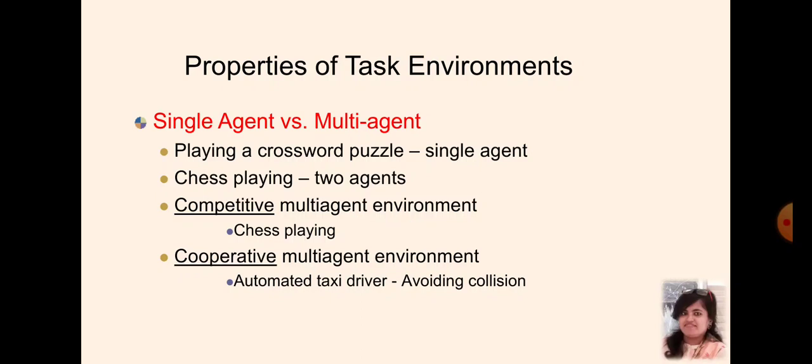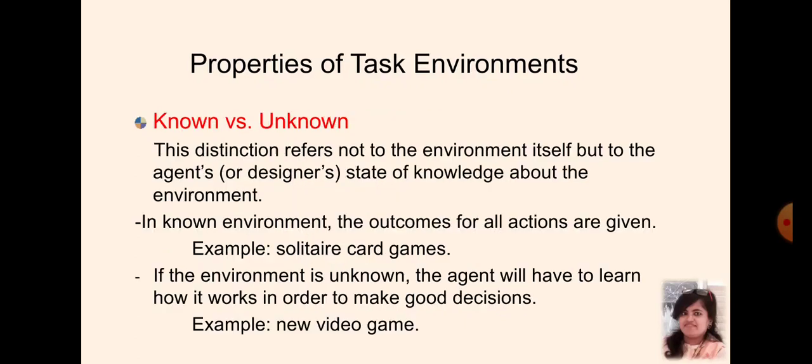Another type of multi-agent environment is cooperative. That is, there are two agents, or it can be more than two agents, but they are helping each other, that is, they are in cooperation. One example is, suppose it's an automated car. This car will try to avoid collision, and all the other cars on the road will also try to avoid the collision. So that is an example of a cooperative multi-agent environment.